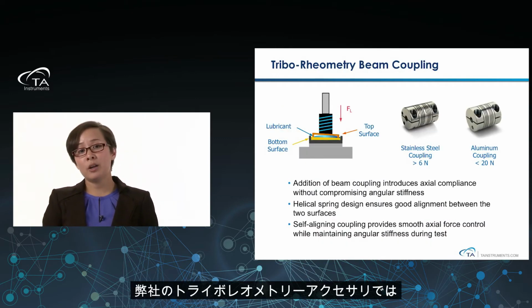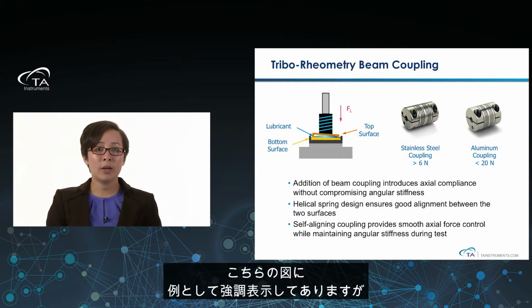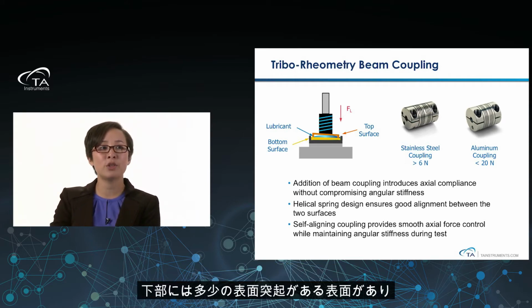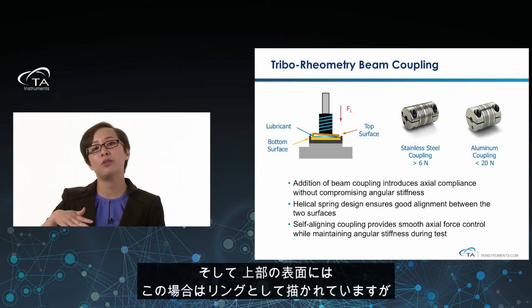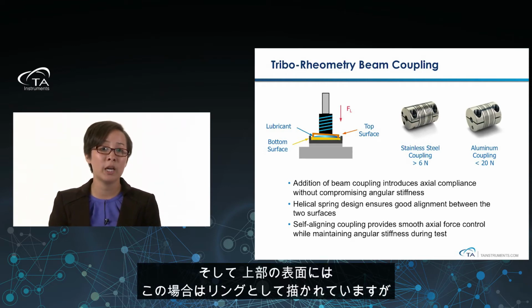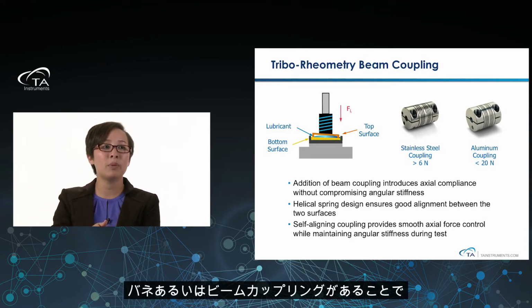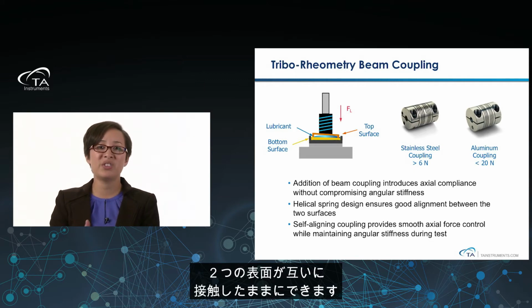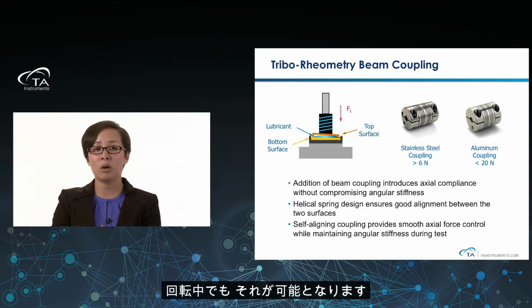The way that we do that in our Tribo Rheometry accessory is by adding what we call the beam coupling. You can see in the picture, exaggerated for instance, that you have your bottom surface, which may have a little bit of surface asperities, and then you have your top surface. In this case it's depicted as a ring, but you can see that the spring, or our beam coupling, allows these two surfaces to stay in contact with one another, uniformly distributing all of that axial force between all of the modes of contact, while also providing that while we rotate.